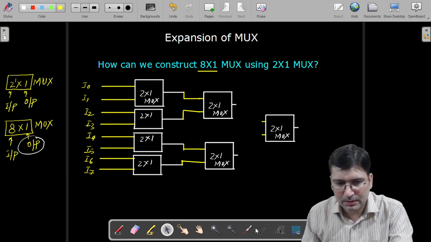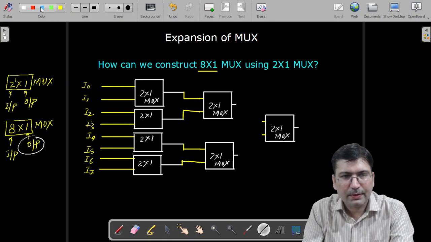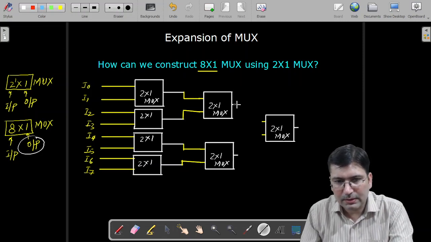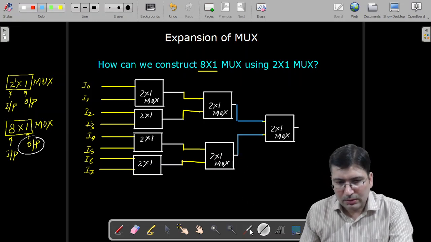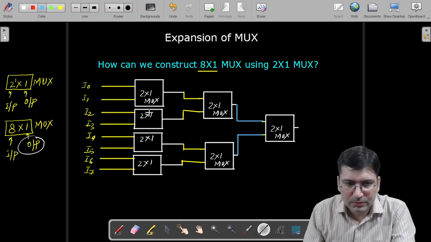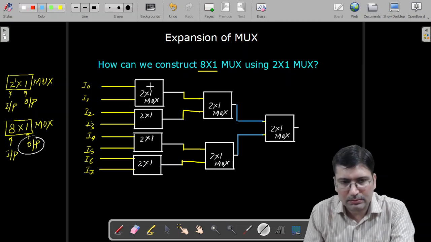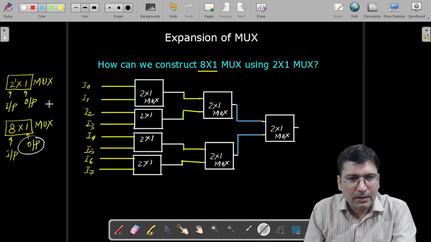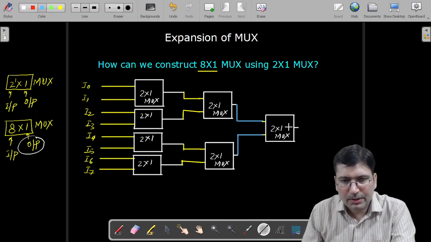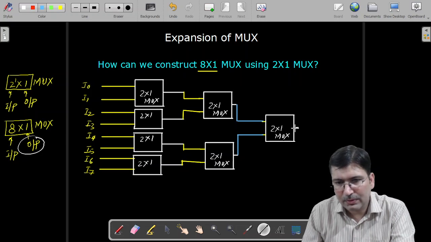Now you must be able to understand how we get an 8x1 MUX by only having 2x1 MUX, like this. Now this circuit will behave as follows. I am not mentioning the select lines here, but you know that a 2x1 MUX has one select line, so select lines are there. So these are the 8 inputs, and finally we will get one output here.